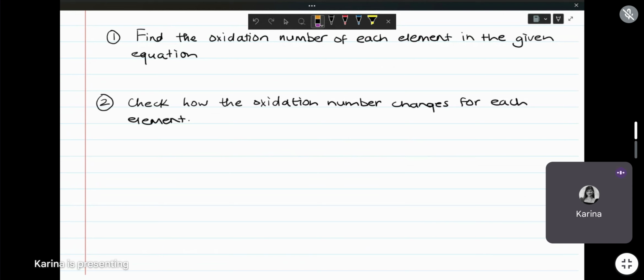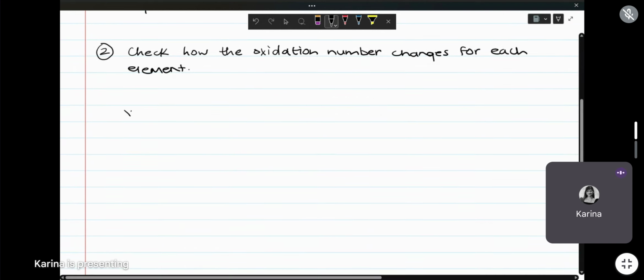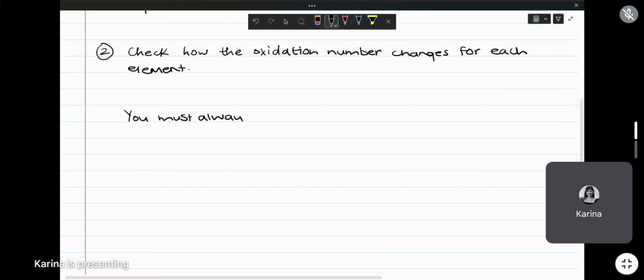And then once you've done that, you must always have one of the substances undergoing oxidation and the other substance undergoing reduction. So you have to identify for yourself which is your oxidation reaction. So let's say 2.1. Let's say that there's an increase in your oxidation number.